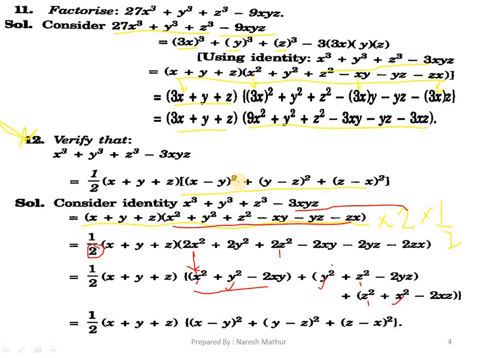Now just make a combination of these. Let's say we need to prove that (x minus y) whole square. So we make a combination of x square plus y square minus 2xy, then y square plus z square minus 2yz, and z square plus x square minus 2zx. Now x square plus y square minus 2xy is the identity of (x minus y) whole square. Again we make (y minus z) whole square, and this will make (z minus x) whole square. So we have proved it correctly. You just need to take care of this: multiply and divide by 2.